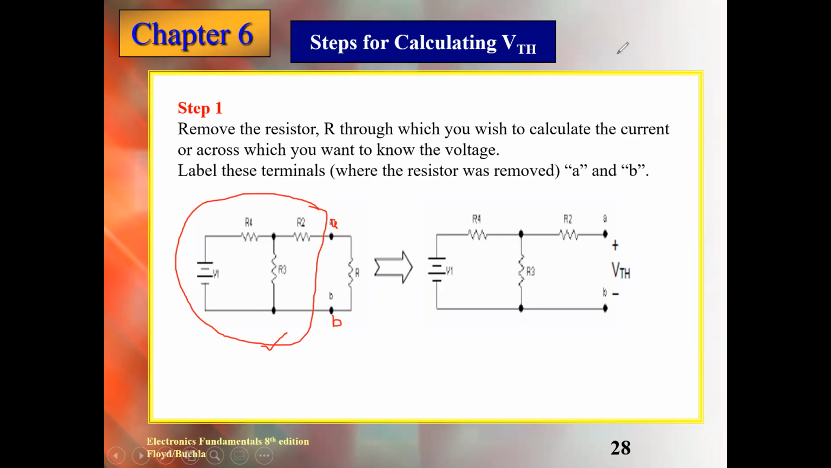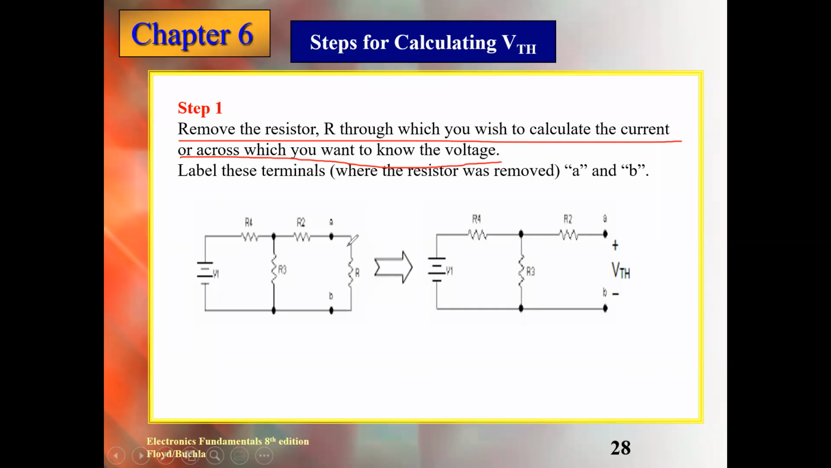So according to the first step, what is the first step? Do you remember? Open the circuit or remove the resistance, through which you wish to calculate the current or the voltage. We can also calculate the voltage and current in this resistance by applying the Thevenin theorem. For example, this is IR. The question is given: calculate IR by applying the Thevenin theorem. So we need to find the Thevenin circuit first. So what do we do? We remove this resistance first. This is the first step.